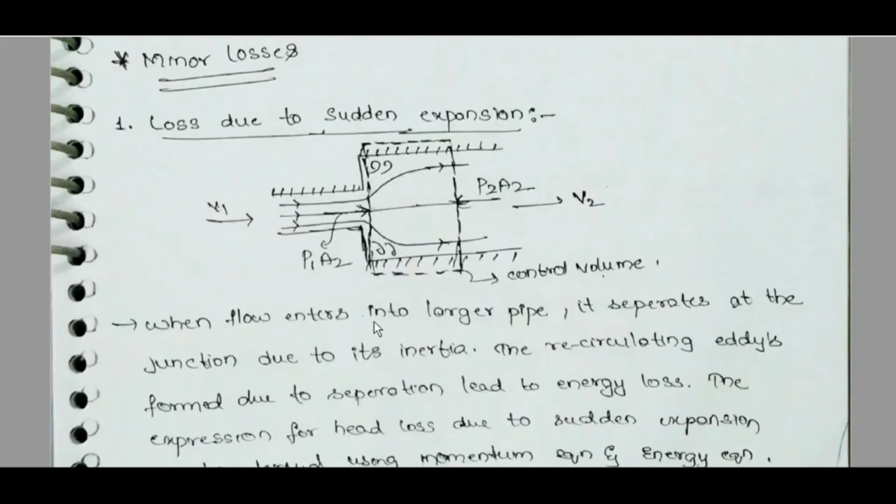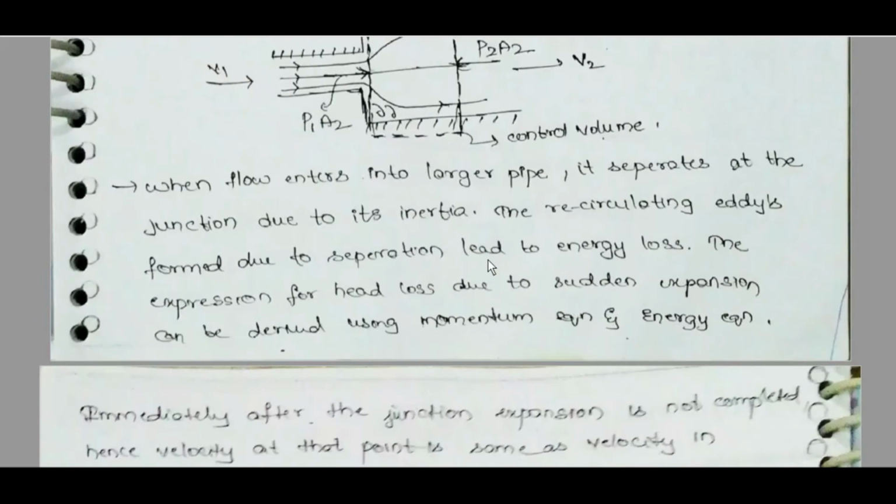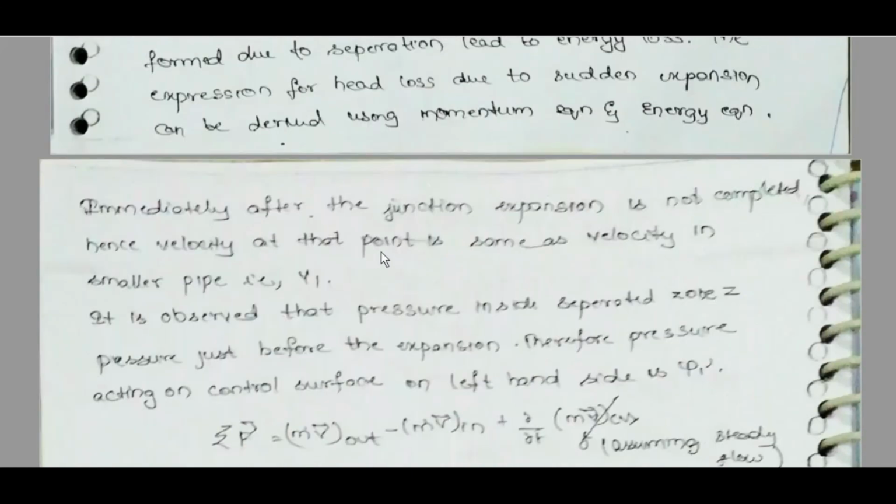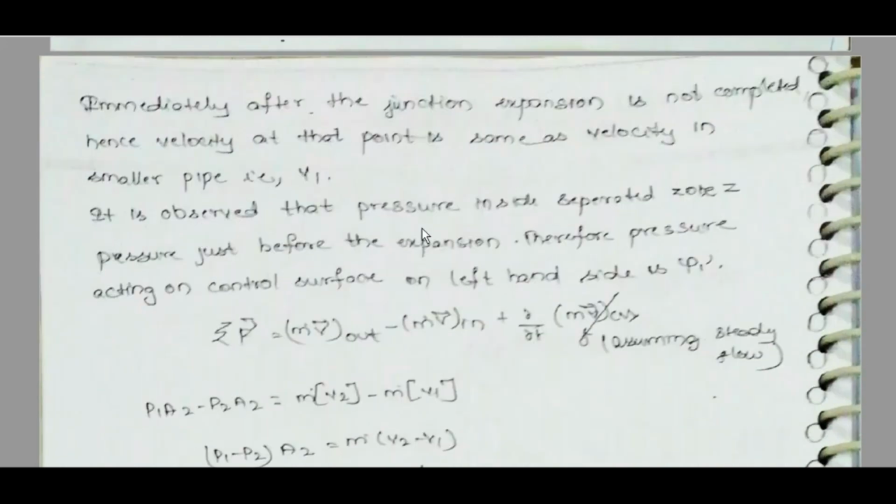Minor losses: loss due to sudden expansion. Here V1, flow separation will be there. When flow enters into a larger pipe, it separates at the junction due to its inertia. The recirculating eddies formed due to separation lead to energy loss. The expression for head loss due to sudden expansion can be derived using the momentum equation and energy equation. Immediately after the junction, expansion is not completed, hence velocity at that point is the same as velocity in the smaller pipe, that is V1.